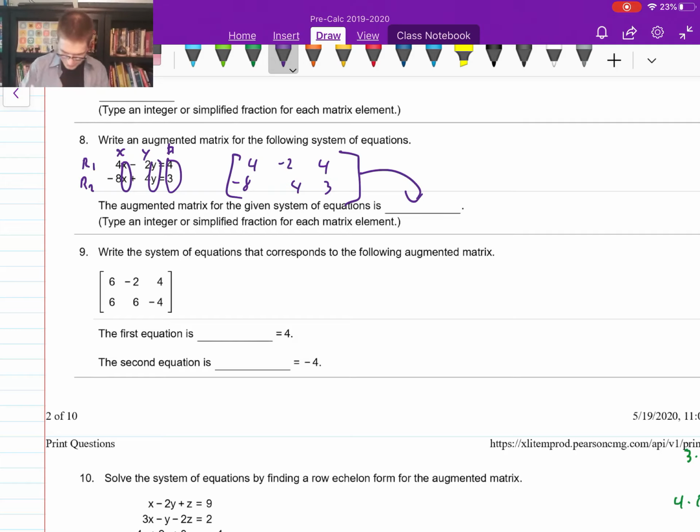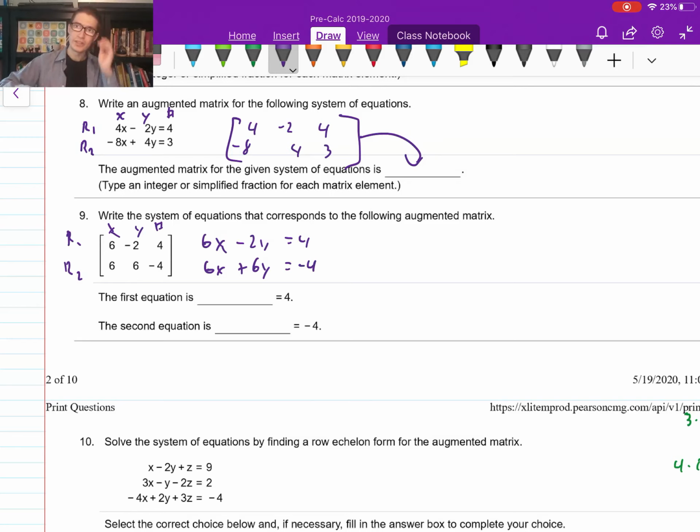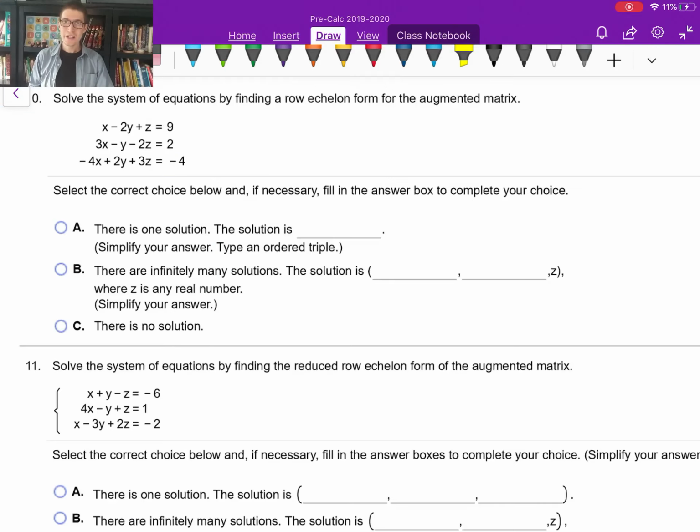And then from here, we can go on to number 9. Number 9 says, write the system of equations that corresponds to the following augmented matrix. And here, we're just doing the exact opposite. Again, really simple. All you have to know is the definitions, and you can just see the answers by looking at it. So this is row 1, this is row 2, this is x, this is y, this is the number. So we get 6x minus 2y equals 4, and then 6x plus 6y equals -4. We just copy that into the equation, and we get 6x minus 2y and 6x plus 6y. Great. All right, number 10.